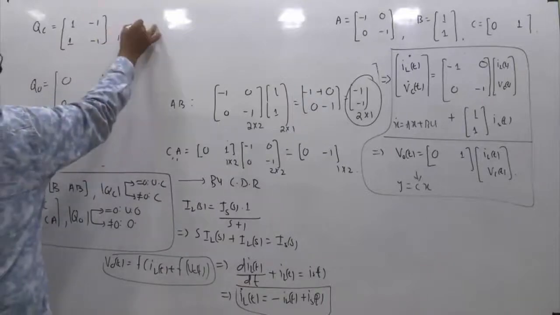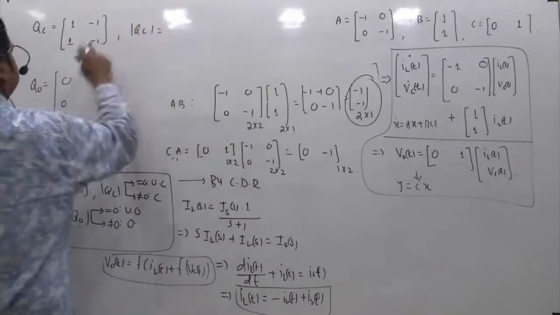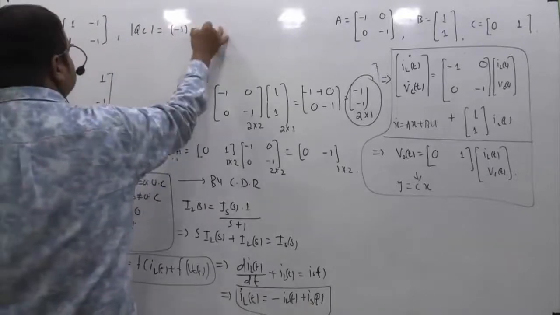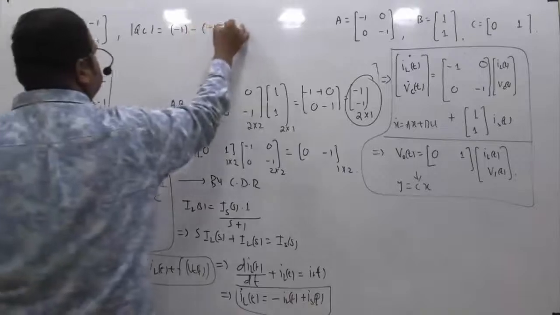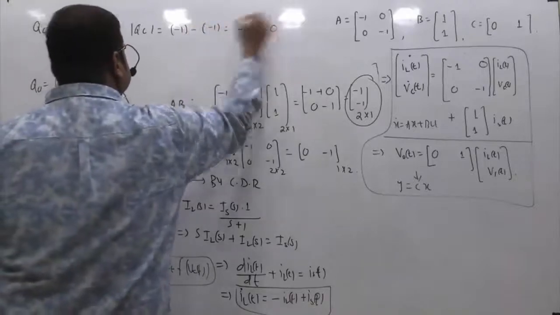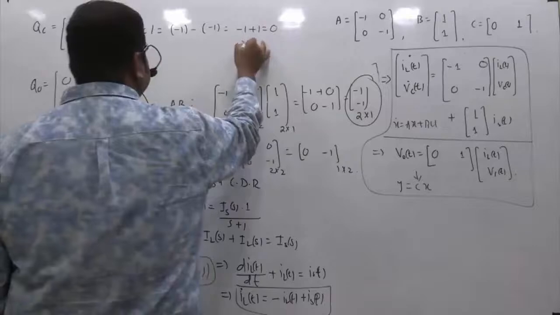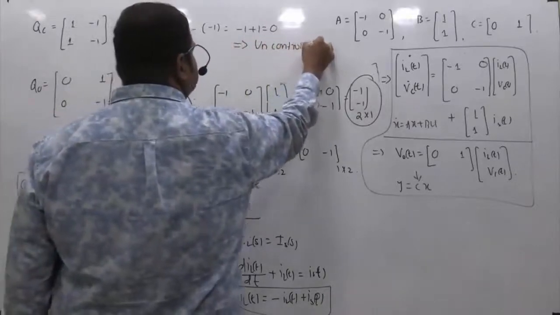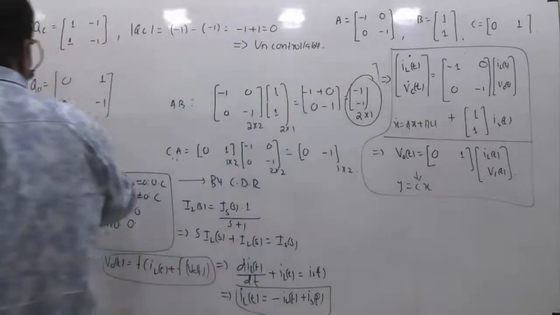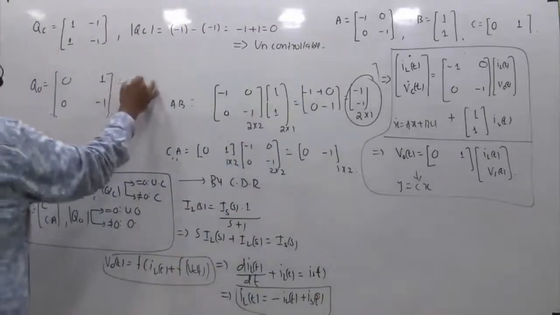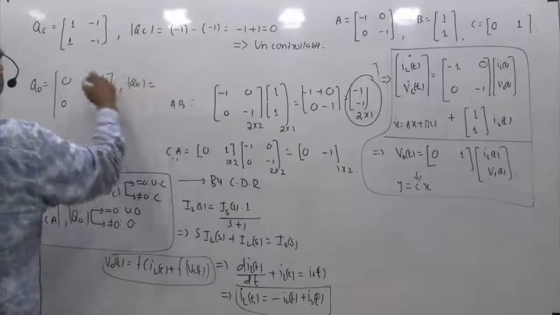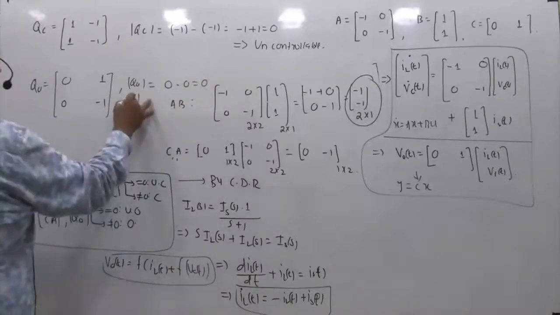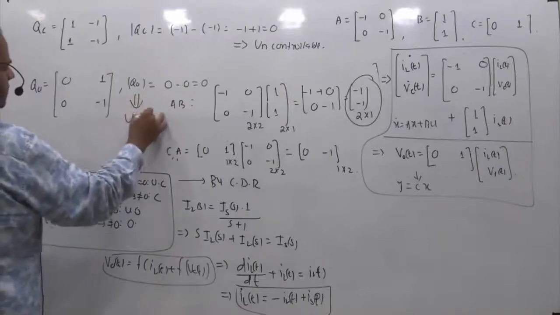So what is the determinant then? The QC determinant is minus 1 into 1 is minus 1, minus of the product of these two, again minus 1. So minus 1 plus 1, so this is 0. If this is 0, this implies the system is uncontrollable. And if you find it here, what is the Q naught determinant? Minus 1 into 0 is 0, minus 1 into 0 is 0. So this is also equal to 0. So this implies the system is unobservable.